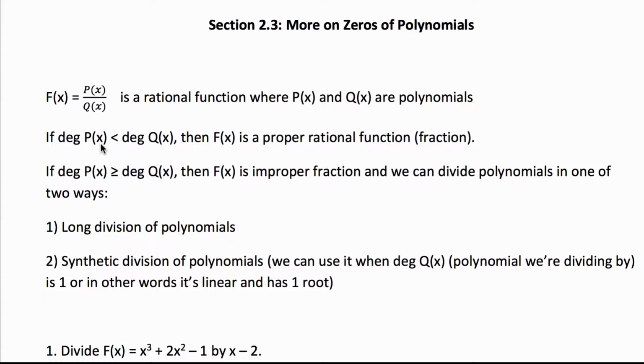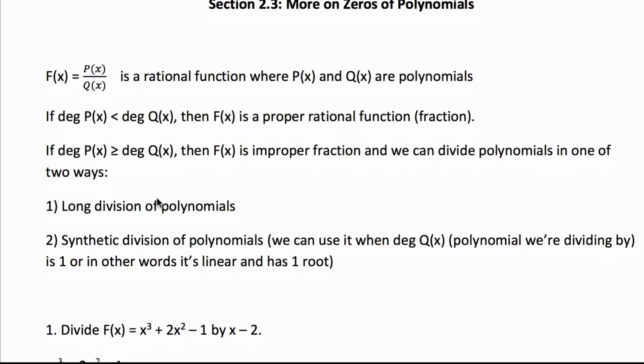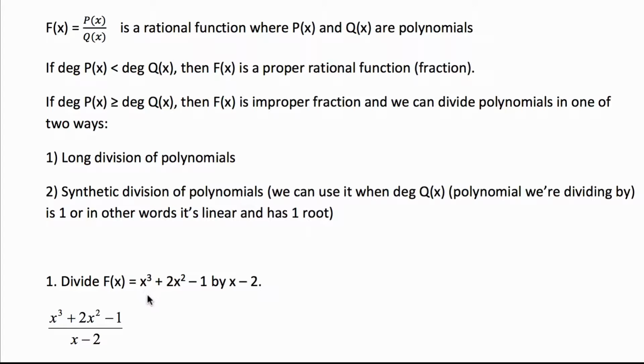So just like with fractions, if the degree of the top is smaller than the degree of the bottom, then we have a proper rational function, and it's like a fraction we cannot divide. It's like 3/5. That's the best you can do. But if the degree of the top is equal to or greater than the bottom, then we have an improper fraction and we can divide. It's just like, let's say, 5/3. So you can do the division. You may have a remainder, but you can still do it.